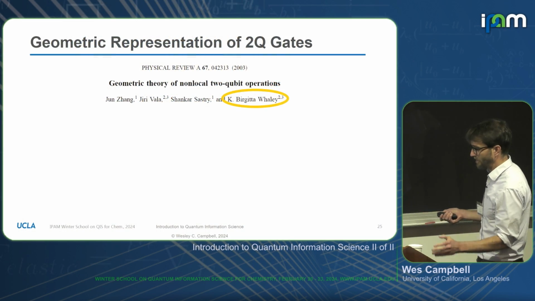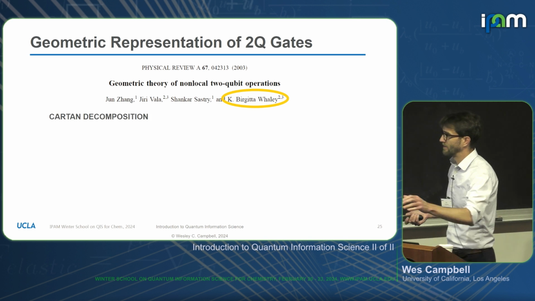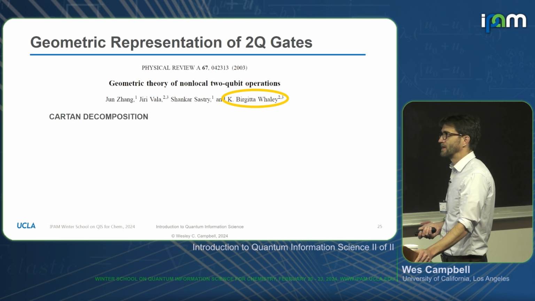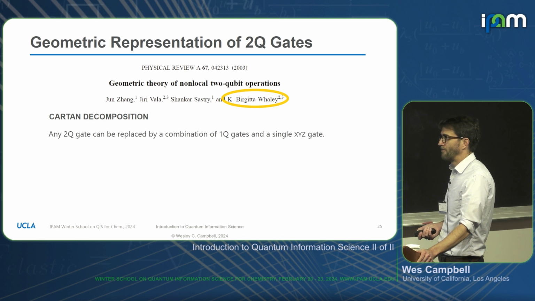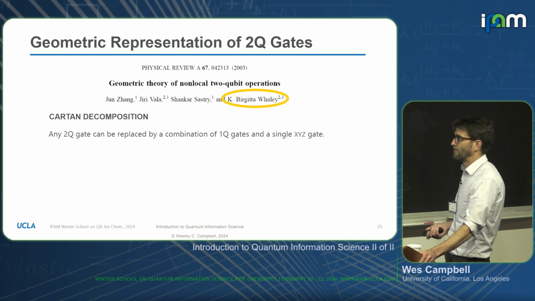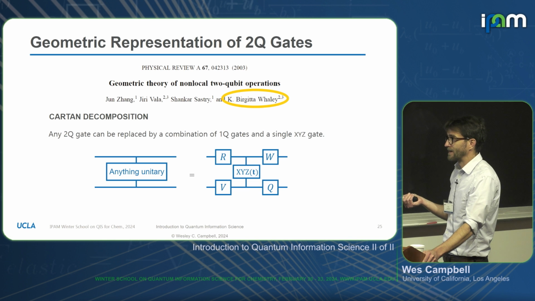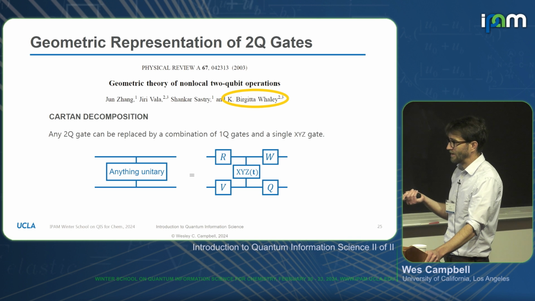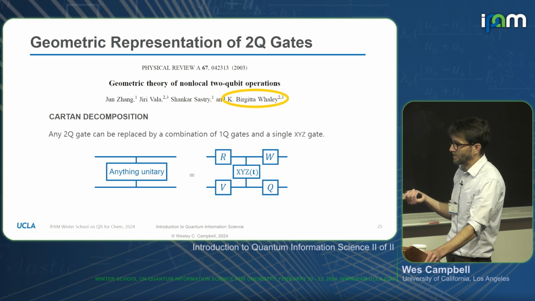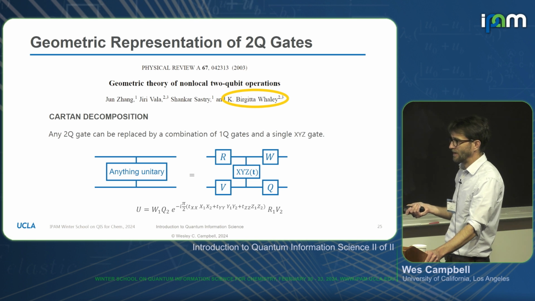Okay. So this is the paper that introduced this, by Professor Whaley here, okay? And what they did was something called a Cartan decomposition. Effectively what that means is that any 2-qubit gate can be replaced by a combination of 1-qubit gates and a single XYZ gate. That's the result of this fancy algebra, essentially. And this is really cool because it means that we can basically take any 2-qubit operation that we care about and draw it like this. Okay, we can replace it with this circuit, as long as we can specify what T is, and then these are my single qubit operations.